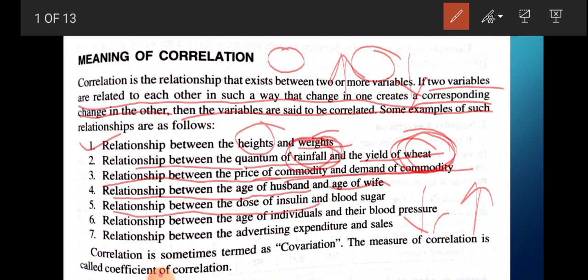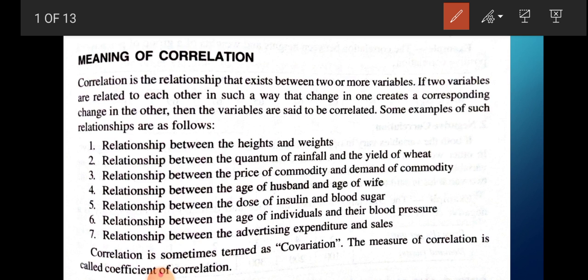Relationship between dose of insulin and blood sugar, meaning according to the blood sugar level we take a dose of insulin. A relationship between the age of an individual and their blood pressure. Similarly, relationship between expenditure and sale. So all these variables are related to each other, meaning if one increases, then the other will increase. If one decreases, then the other will decrease. Or if one increases, then the other will decrease. Or if one decreases, then the other will increase.